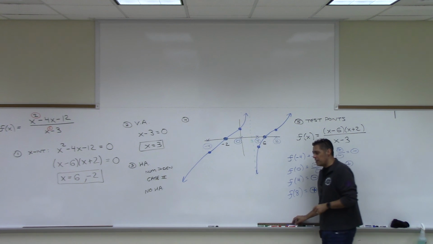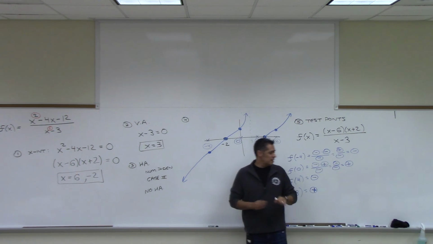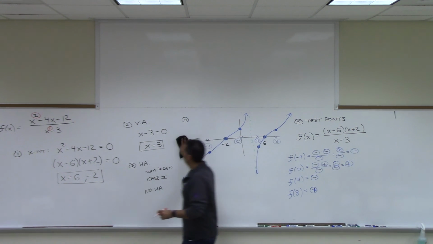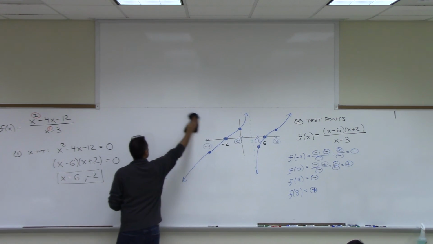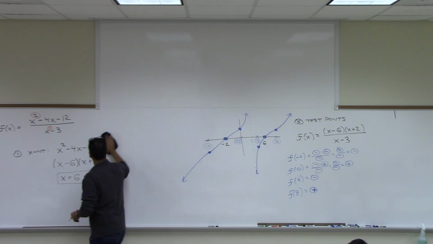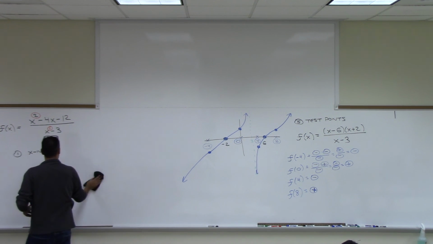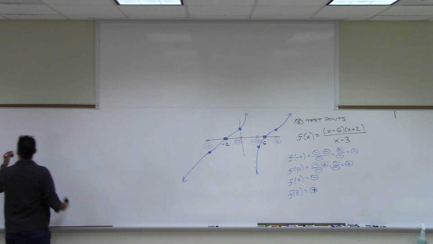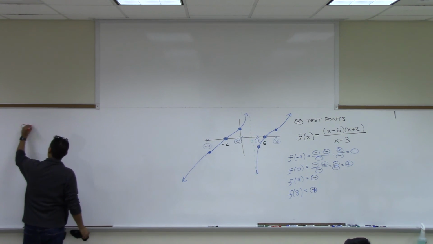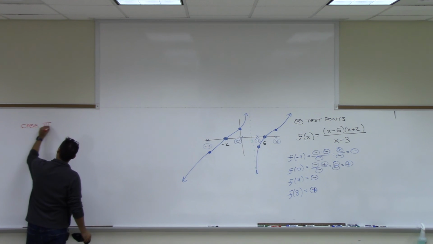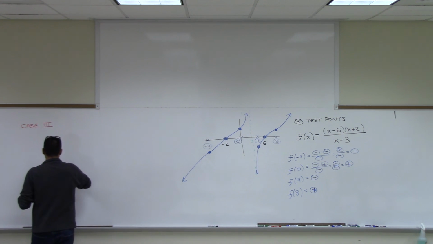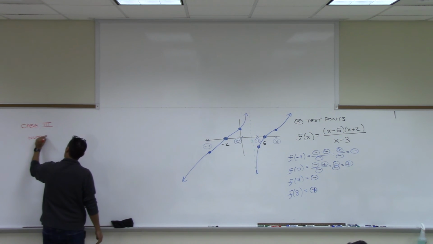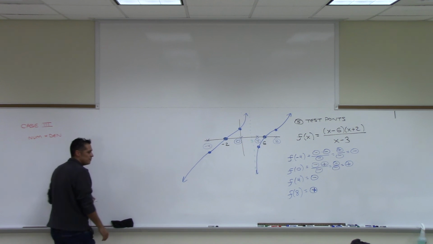All right, case 3 is the weirdest one. Let's look at case 3. The good news is we're almost done. Case 3. This is when the numerator's degree equals the denominator's degree, right?